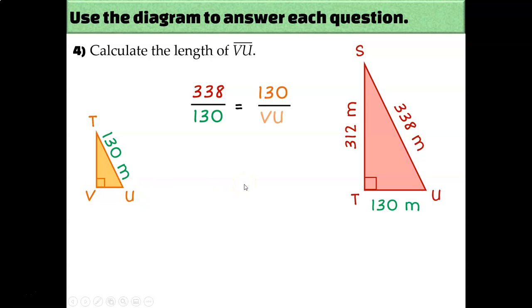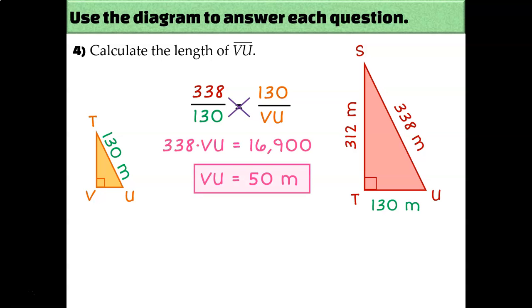So 130 over VU. Now you might be saying, well, hold on, I want to write my proportion in a different way. I want to write hypotenuse over hypotenuse equals short leg over short leg. Well, take a look. Wouldn't that actually be the exact same ratio? Proportions are kind of funny like that. As long as you're setting up your ratios in a corresponding way, you're going to get to the same answer no matter what. So I might write a different proportion than what you write, but as long as it's corresponding, you're fine. So let's cross multiply and solve, and I find out that VU must be 50 meters.